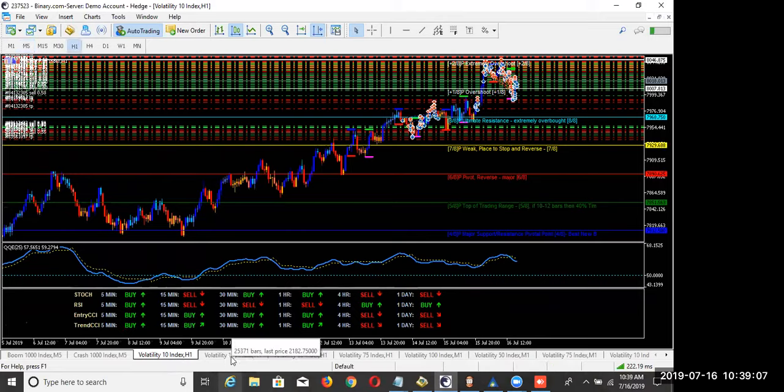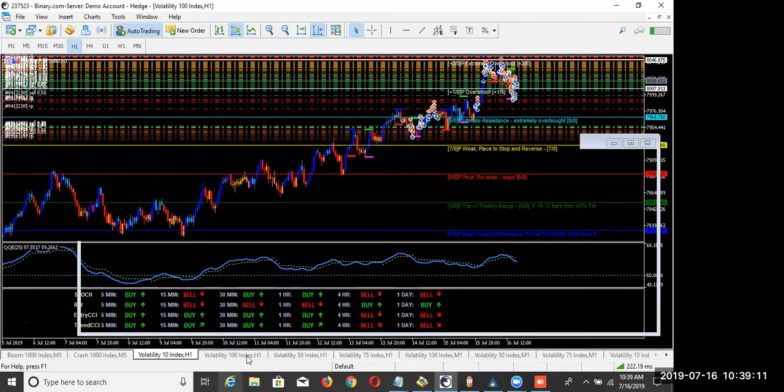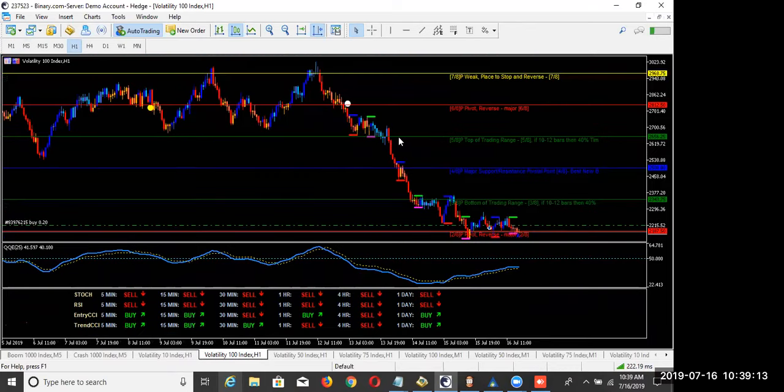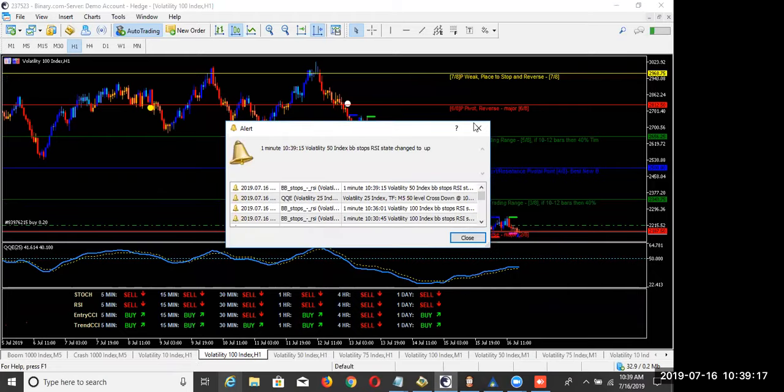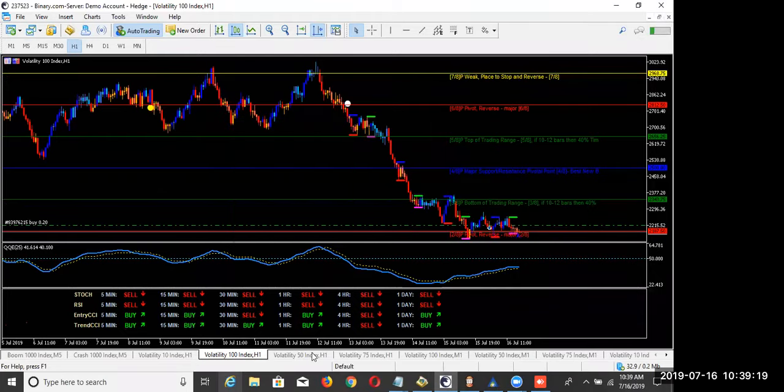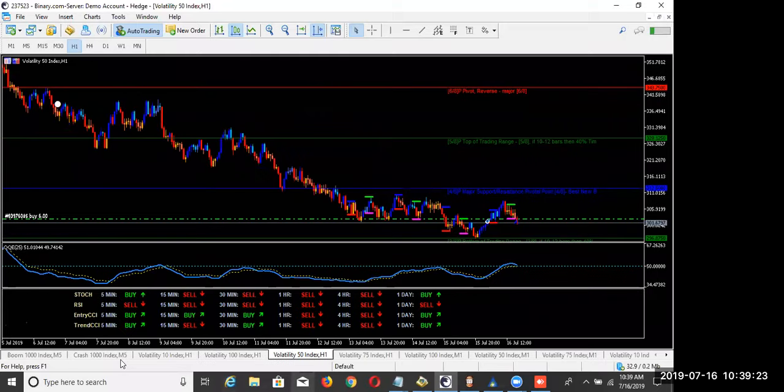This is my EA doing all this work. This is it here. But this is on 1 hour. You can use it on any time frame you want. But when you see this small support and resistance, the market is ranging. You walk away.